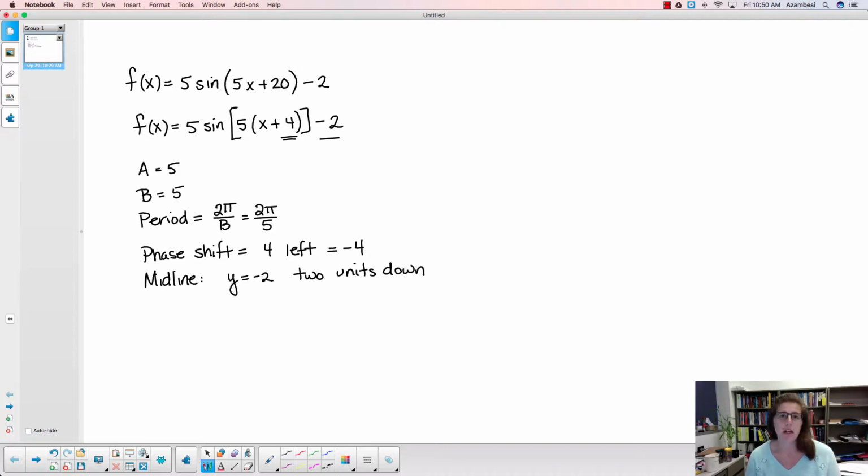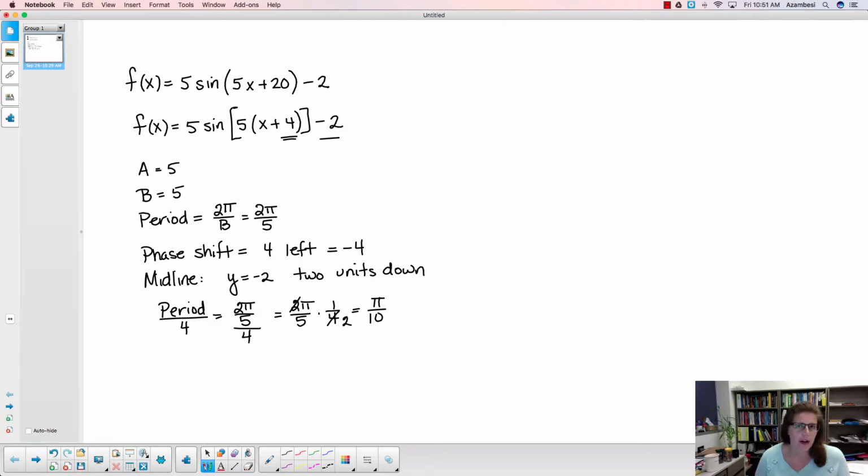Okay, and as far as the hash marks on our axis, that is determined by the period divided by 4. So 2 pi over 5 divided by 4. Work of fractions, flip and multiply. So 2 pi over 5 times 1/4, and simplifying that, I get pi divided by 10.